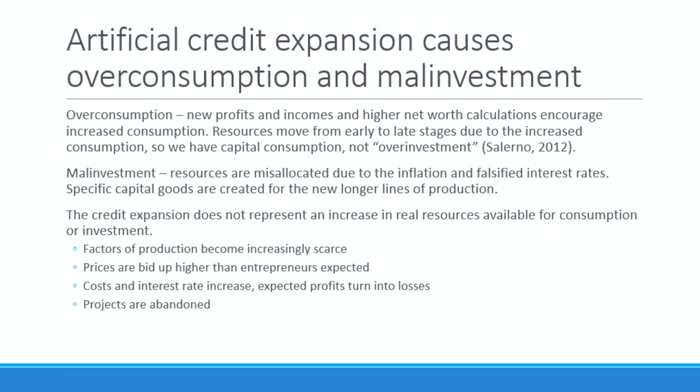And it's especially difficult in capital goods industries. As we mentioned at the beginning, one of the things that our theory has to explain is the greater fluctuation in capital goods industries. And the reason why is because specific capital goods are created during the boom. Specific meaning they're especially suited for one particular line of production. As opposed to labor, which is relatively non-specific, it's easier for us to find new profitable employment for labor as opposed to the capital goods that were created in the boom. So in sum, the credit expansion does not represent an increase in real resources available for consumption or investment. And I think we've covered all of these points here. The projects just have to be abandoned because the resources aren't there.